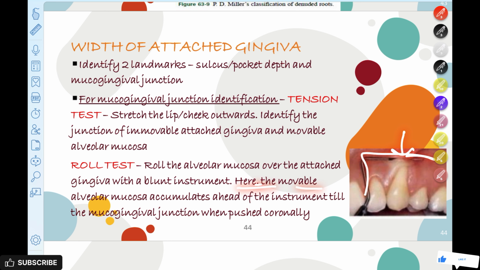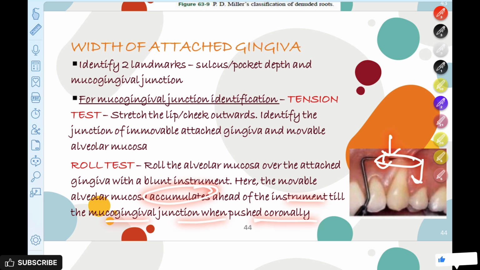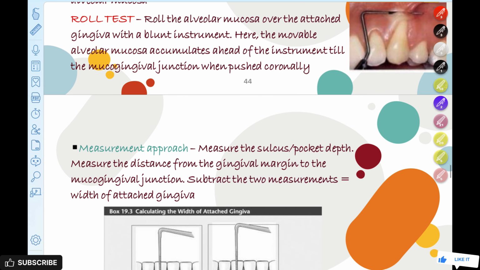Here the movable alveolar mucosa accumulates ahead of the instrument till the mucogingival junction when pushed coronally. So you have to roll the alveolar mucosa over the attached gingiva. It will accumulate till the mucogingival junction when pushed coronally, so we have to move in the coronal direction. Tension test is more important than roll test.